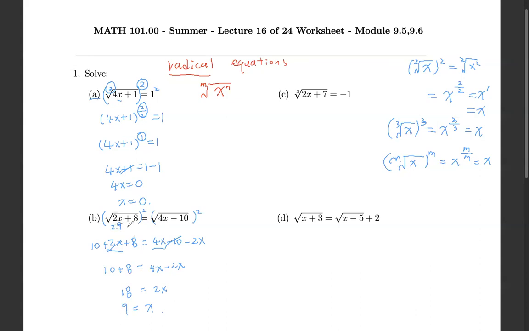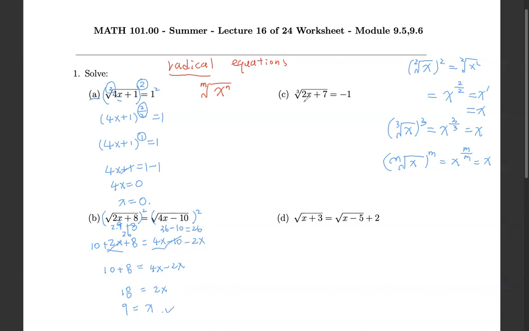18 plus 8, we get 26. And this side will have 4 times 9, which is 36. 36 minus 10, indeed, 26 also, right? So 9 is the solution.